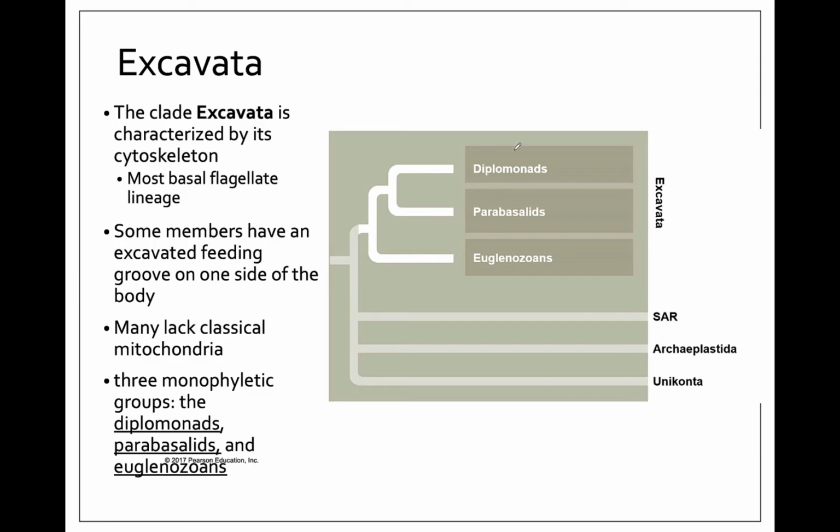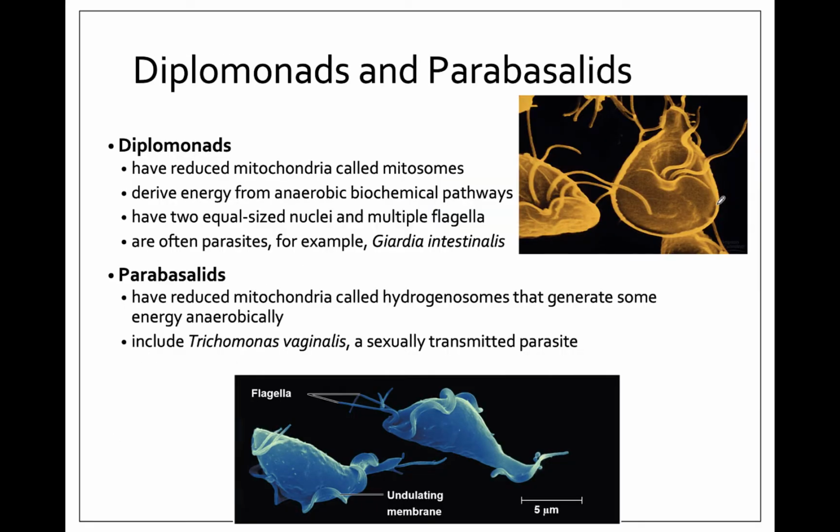There are three groups, and each of these is a monophyletic clade. We have the Diplomonads and the parabasalids, which are sister to each other, and then the euglenozoas. So what do you need to know? You need to know all three of these names, and that these monophyletic clades belong to the group Excavata. The Diplomonads and the parabasalids are sister to each other.